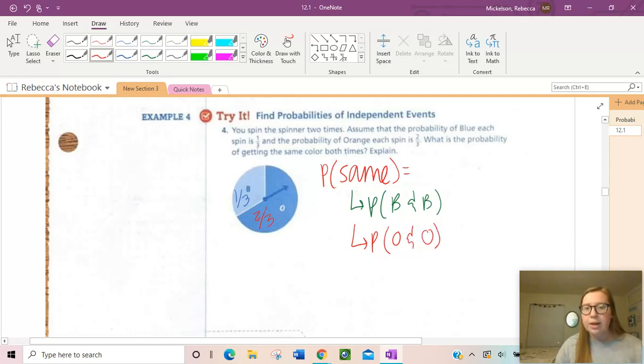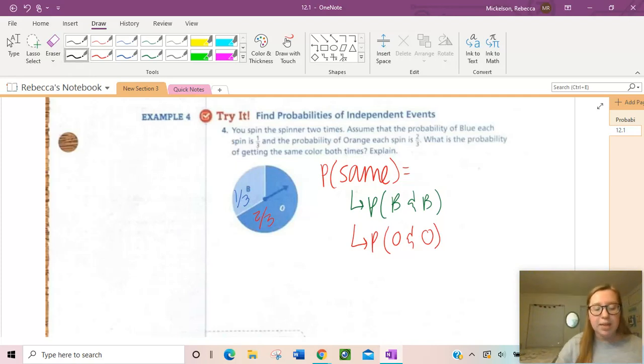So we want to figure out what the probability of 2 blues is going to be, and then what the probability of 2 oranges is going to be. And if we're ever stuck in a probability problem and we don't know where to go from here, we kind of interpreted the problem but don't know how to quite get to the answer, one thing we can always do is draw a tree diagram.